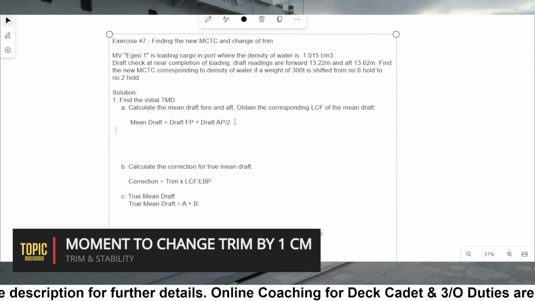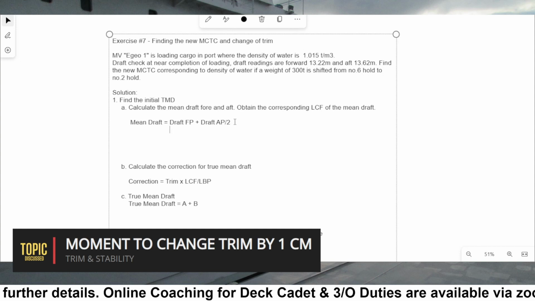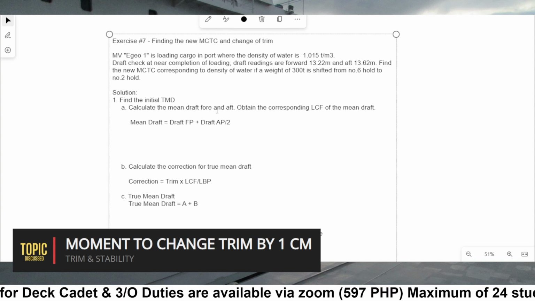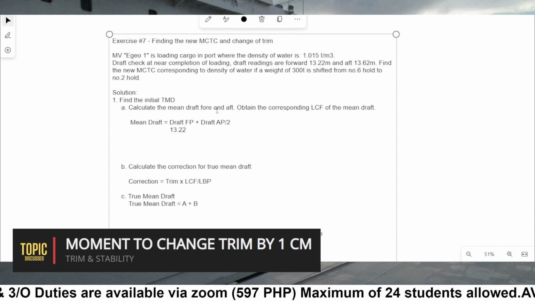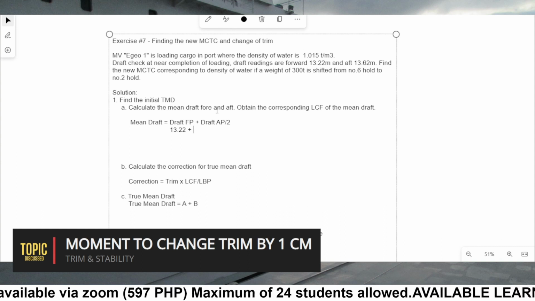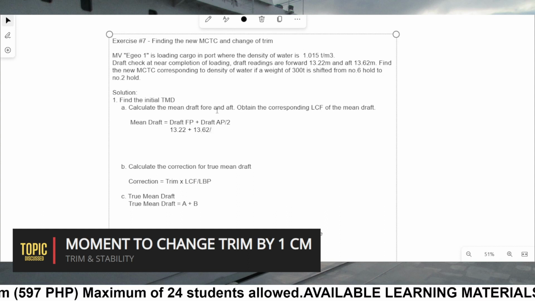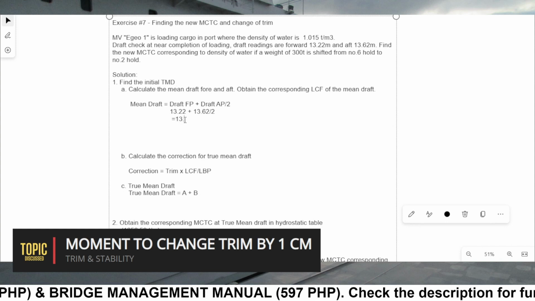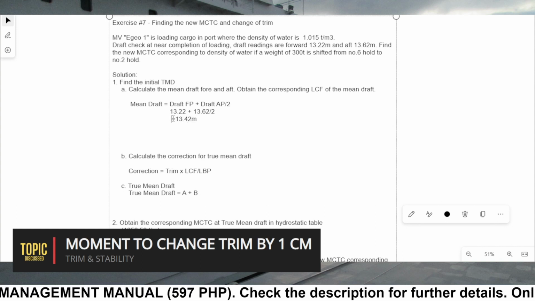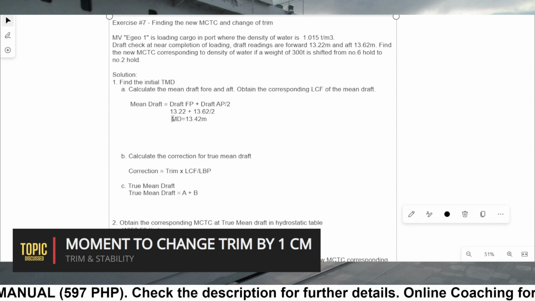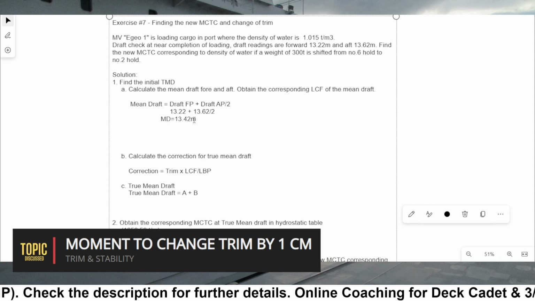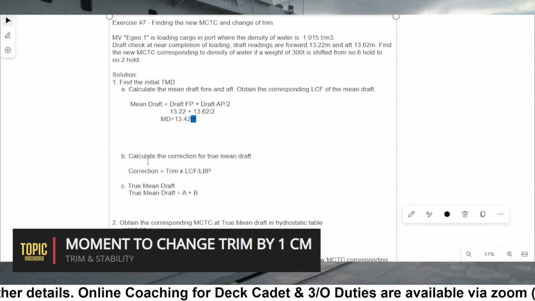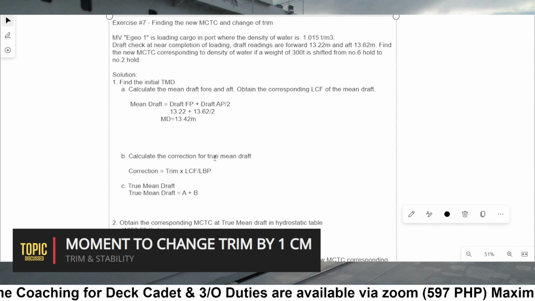Find the initial TMD or true mean draft first. Calculate the mean draft: forward perpendicular plus aft 13.62, and then we divide the answer by 2. The answer will be 13.42. And never forget to put the units. Always show in your computation what the unit is. Is this meters, tons, centimeter? Always put the unit, meters. Now, letter B, calculate the correction for true mean draft.